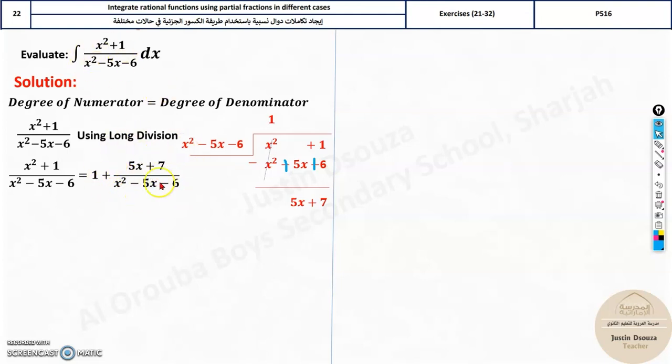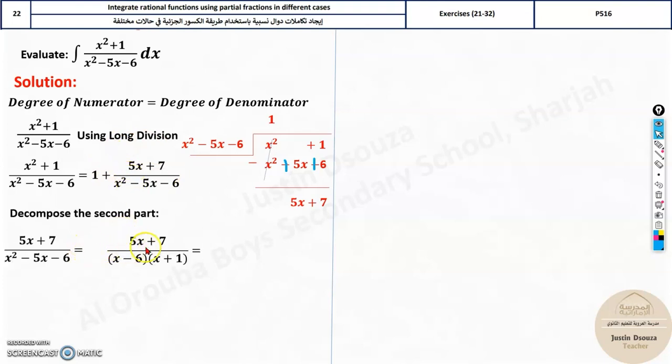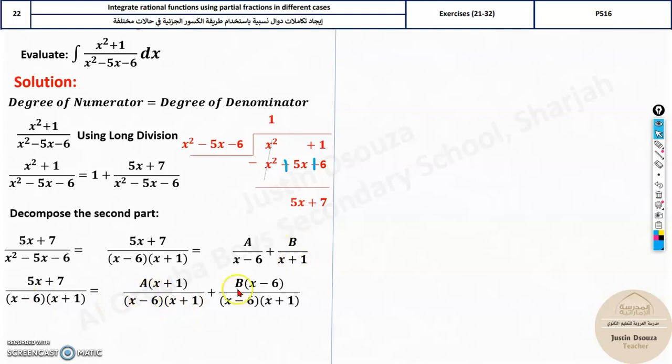Now we are going to split this term. How do we do that? We have done it so many times now. So all you need to write is A divided by one of the terms, B divided by the other term, multiply and divide by the opposite denominator. So here in the first part, you need to multiply and divide by x plus 1, and over here by x minus 6.